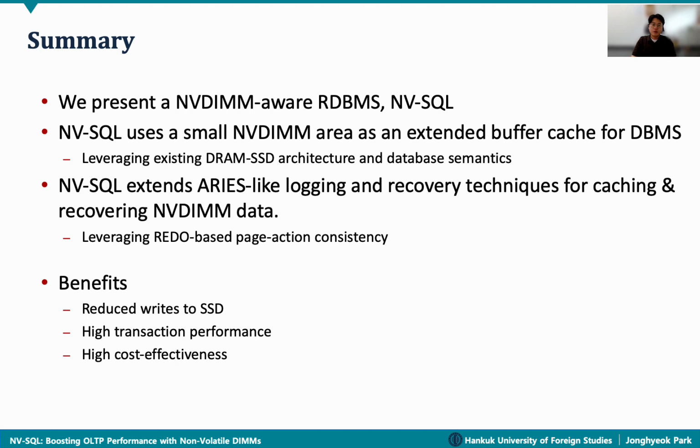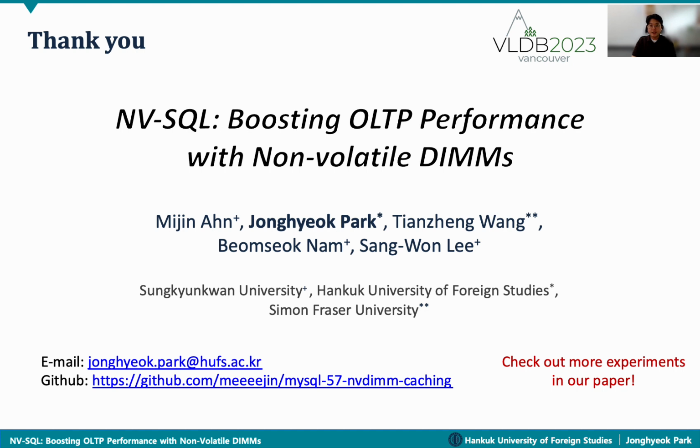In conclusion, we introduced MVC-curl, which utilizes a compact NVDIMM as an extended buffer cache. Moreover, MVC-curl takes advantage of both the DRAM-SSD architecture and database semantics, such as checkpoint, LSN, and ARIES-style logging and recovery techniques. As a result, MVC-curl significantly reduces writes to SSD, and thus it boosts the transaction performance.